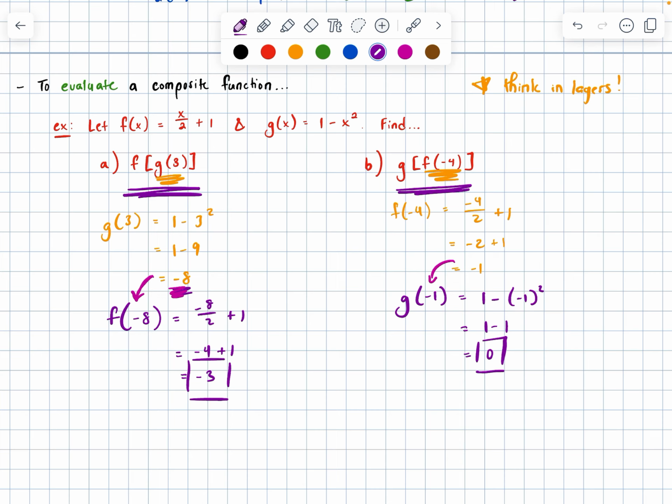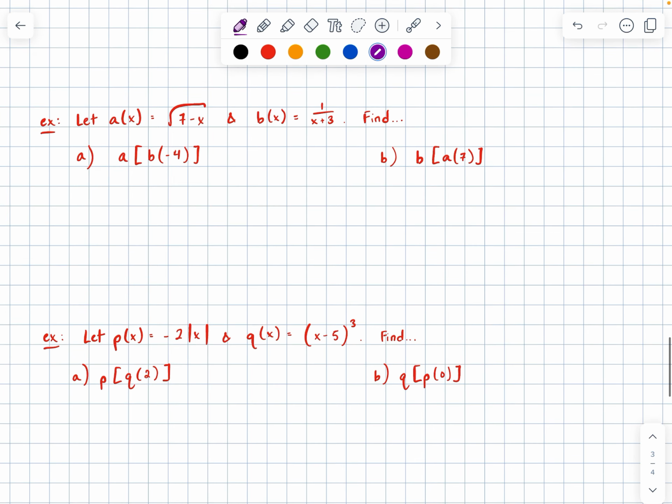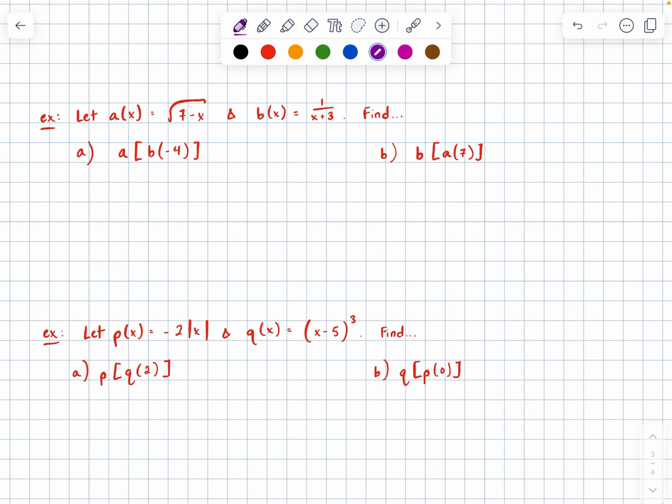Fantastic. Let's try it again with 2 more, and then you're home free. I've got a of x and b of x in the top. I've got p of x and q of x in the bottom. I want to find the values of my composite functions at the indicated value of x. Take 2 minutes, take 3 minutes, pause the video, see how far you get. Have fun. Go.